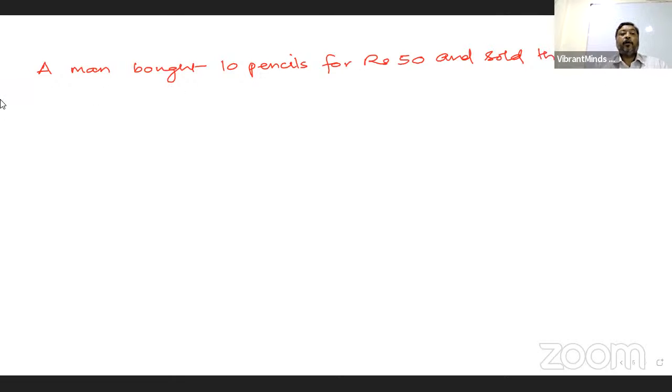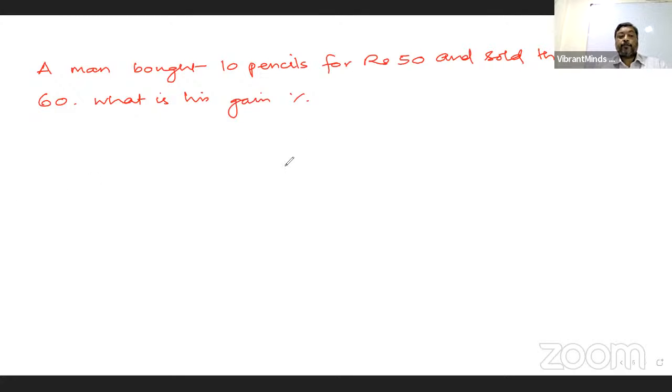Let's go with the next question. A man bought 10 pencils for rupees 50 and sold them for rupees 60. What is his gain percent?